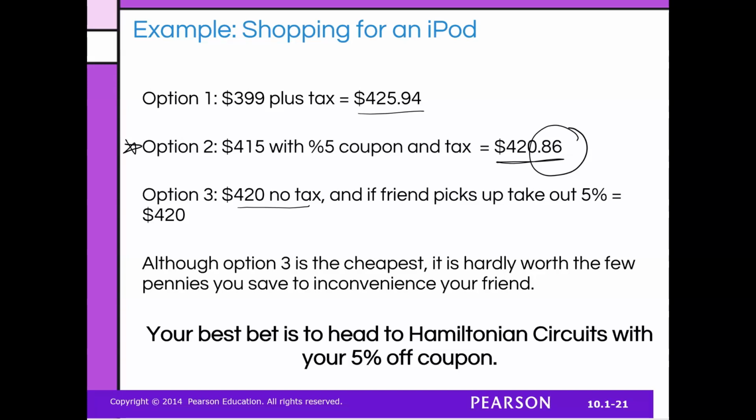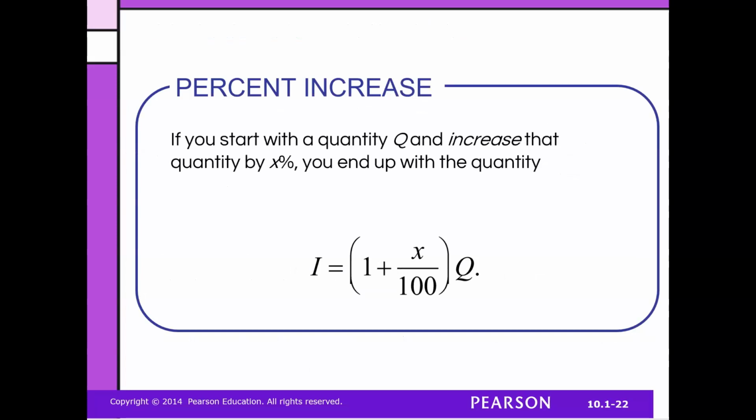Now, again, later we're going to be talking about choices in a later module, and maybe you'll say, no, I'm going to make my friend pick it up for 86 cents saving. That's a choice you can make and go from there.